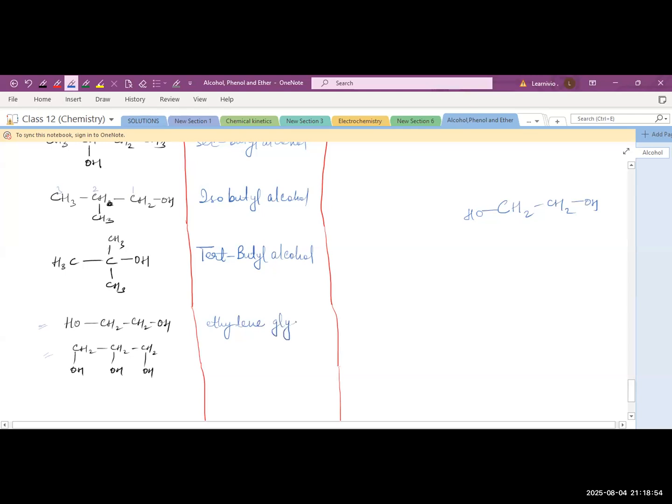So the next one is glycerol. This one, the last one. Glycerol. Yeah, very good.